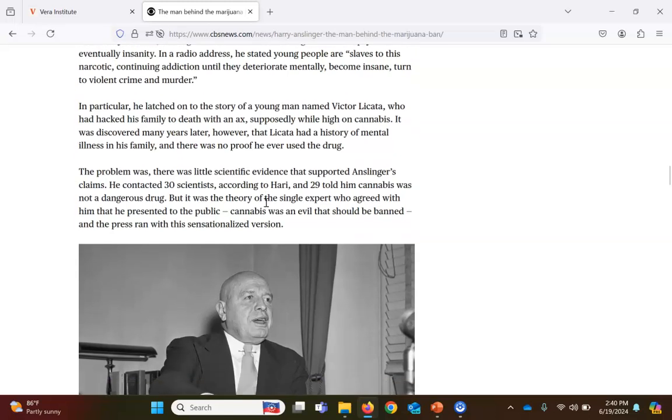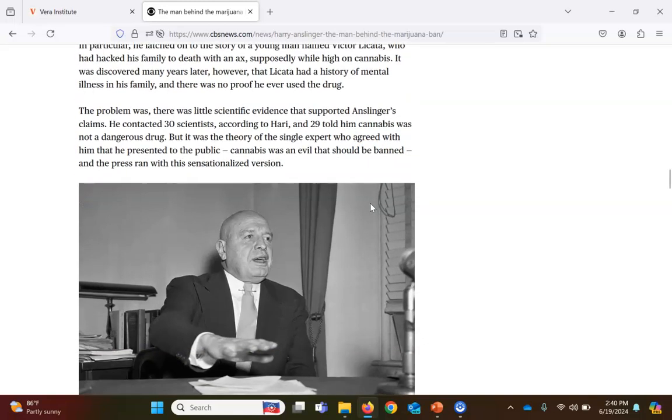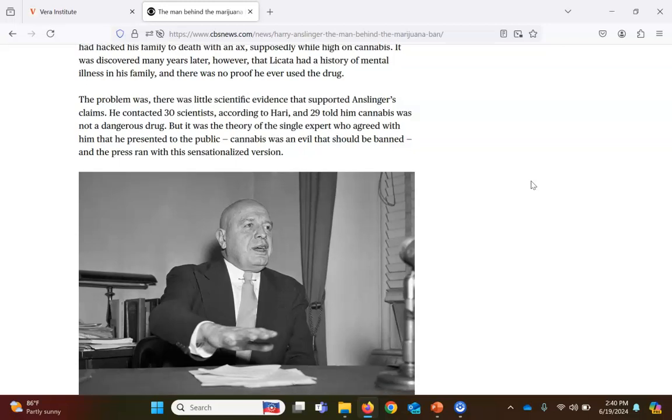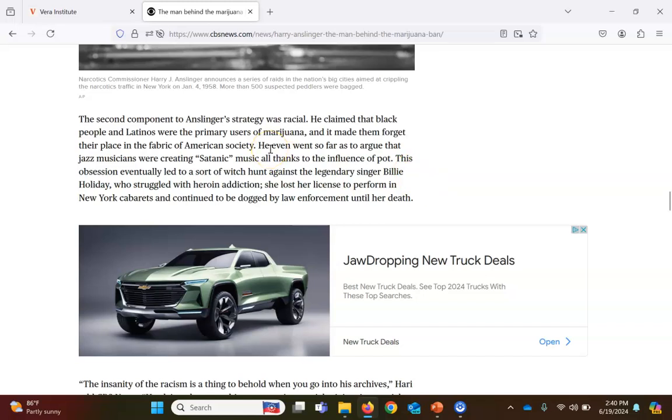There was little scientific evidence to support Anslinger's claims. He contacted 30 scientists, and 29 told him cannabis was not a dangerous thing. But it was the theory of the single expert who agreed with him that he presented to the public. Now, as I mentioned, there is a racial component here as well.